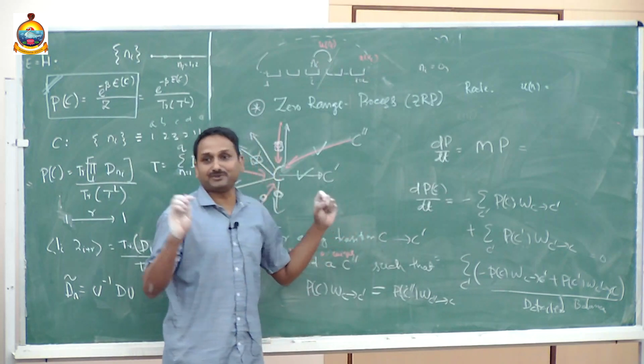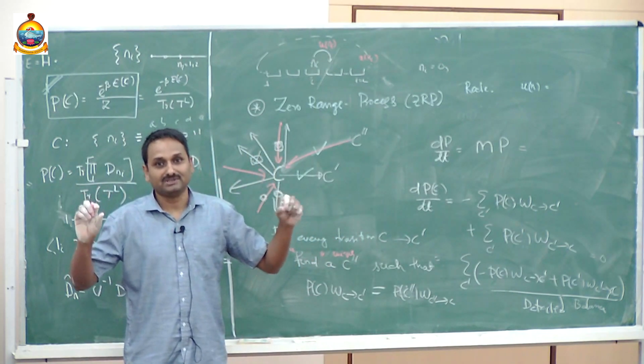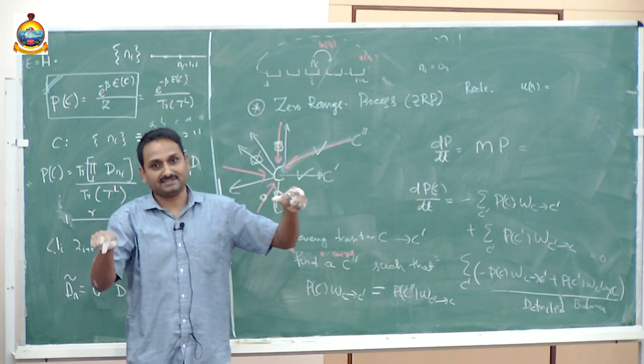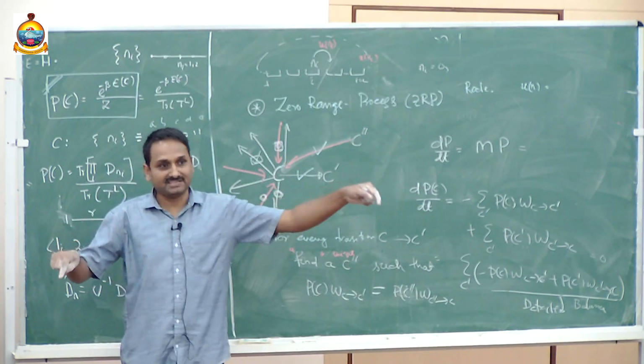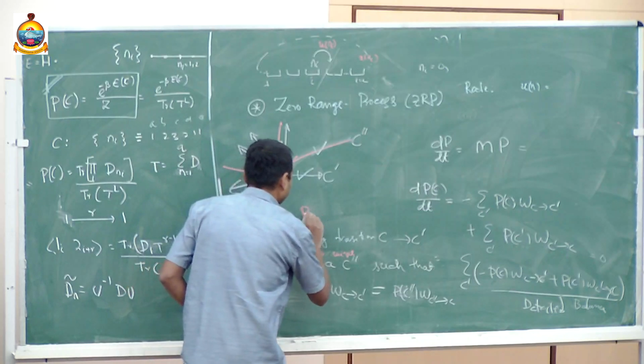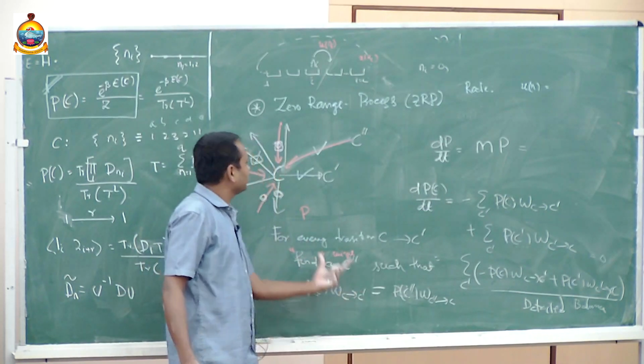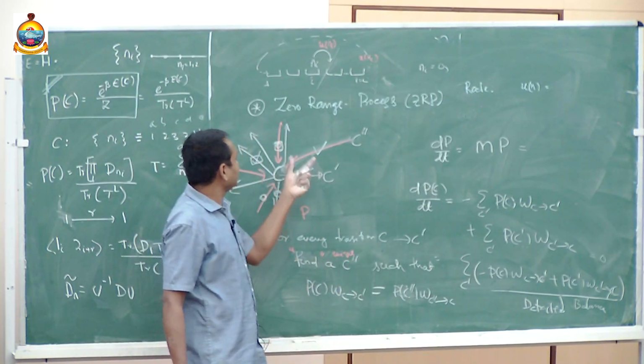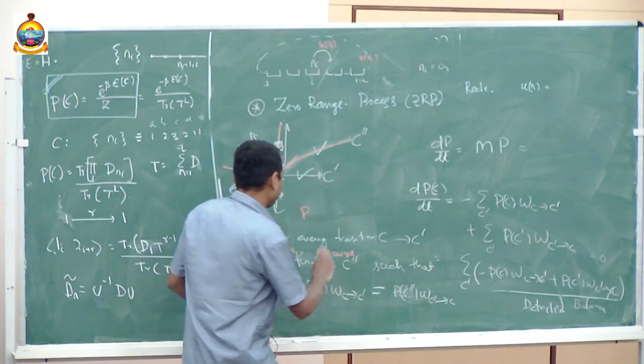So this requires 3 configurations at a time, right? Not 2. In detailed balance, it is C to C prime to C. Here it is 3: C to C prime is balanced by some C double prime to this. That's the one, and this is called pairwise balance. Basically, one pair is outgoing, and the other pair is this.